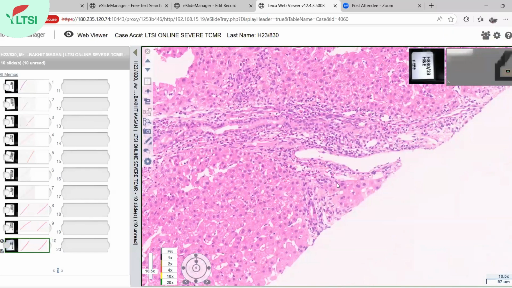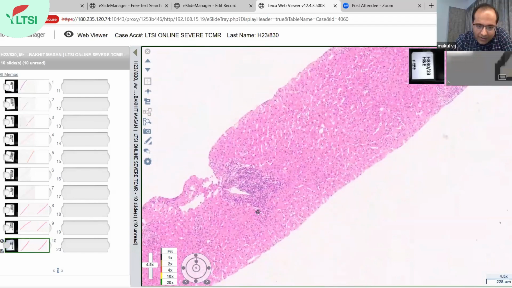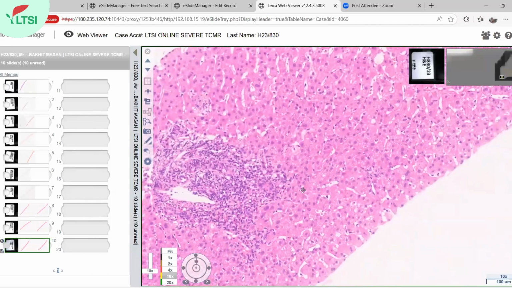Can you show another portal tract? Because often people will get a portal tract like that. So let's see the smaller portal tract. This is okay.